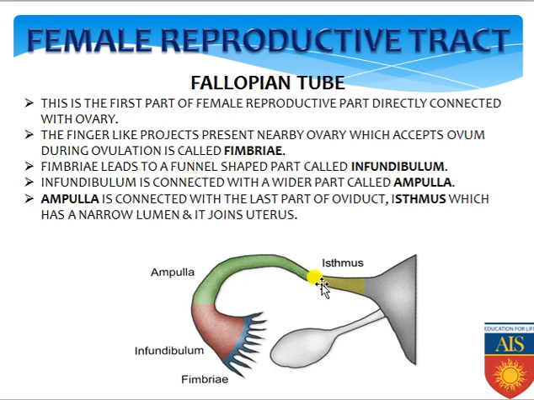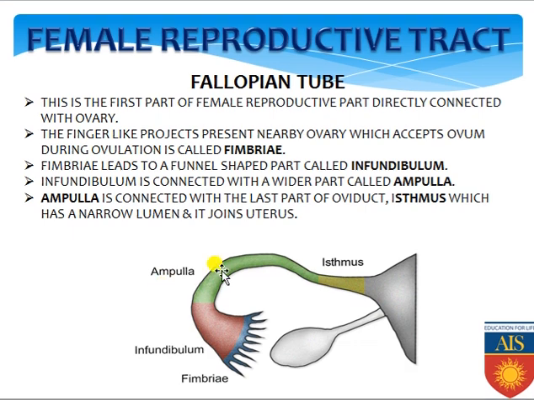And after the ampulla, there is another portion by which the ampulla remains attached with the next female reproductive tract portion, the uterus, and that is commonly known as the isthmus. So overall, these are the four portions found in the fallopian tube: the finger-like projections, fimbriae, then the infundibulum, then the ampulla, and at last the isthmus.